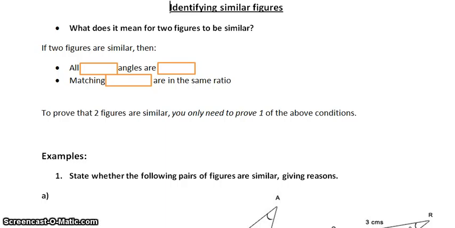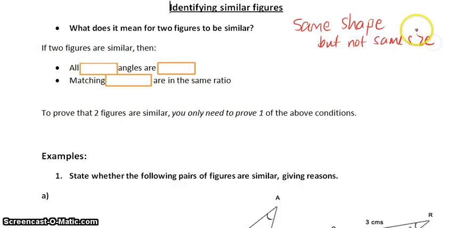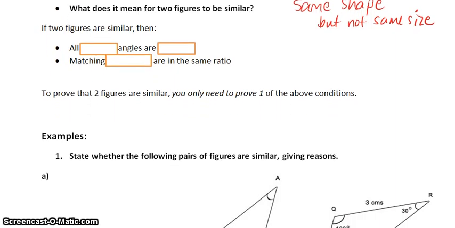Last time we were looking at what makes two things similar, and we learned that if we have two things that are the same shape but not necessarily the same size, then they are said to be similar. Okay? So same shape but not same size is what we mean by a similar figure. What are some other things that need to be in place for two figures to be similar?